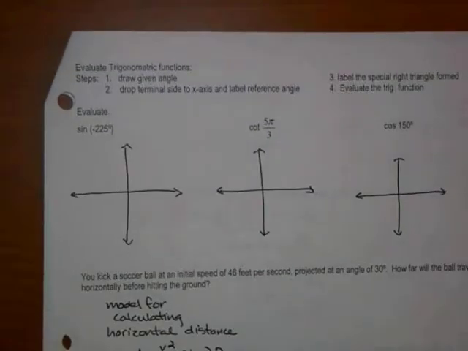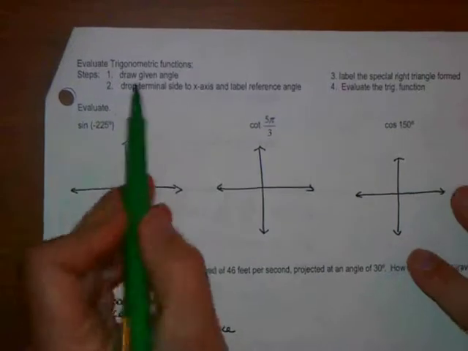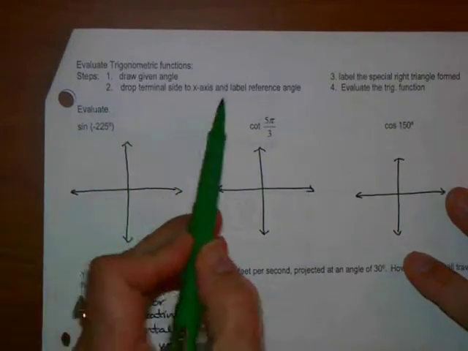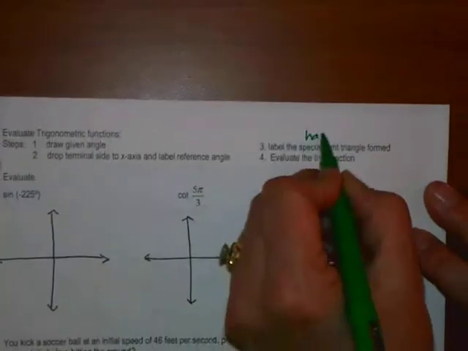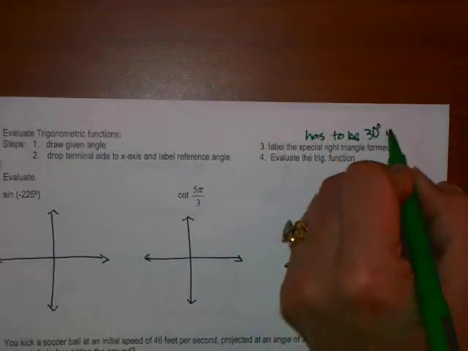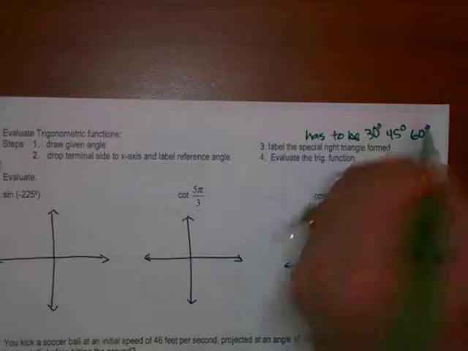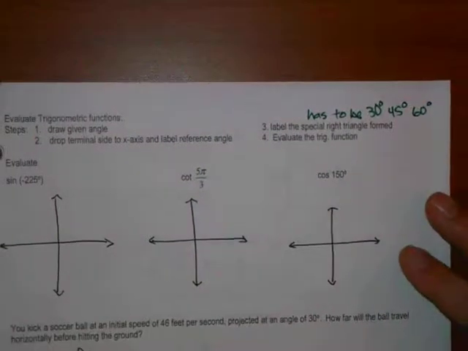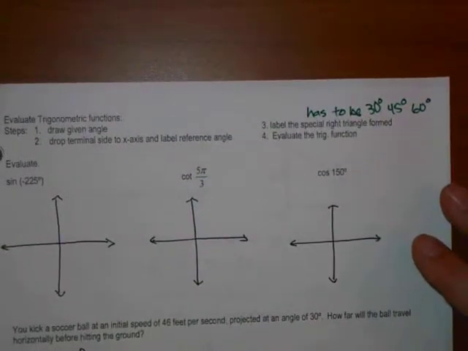Okay. Evaluate trig functions. I put some steps down here. I'm a step follower. If you want it, you may not need it. Number 1, you draw the given angle. Then you drop the terminal side to the x-axis and label the reference angle, just like we did here. Then you label the special right triangle involved. So this has to be 30 degrees or 45 degrees or 60 degrees in order to do these problems. And then you evaluate the trig function based on the special right triangle.